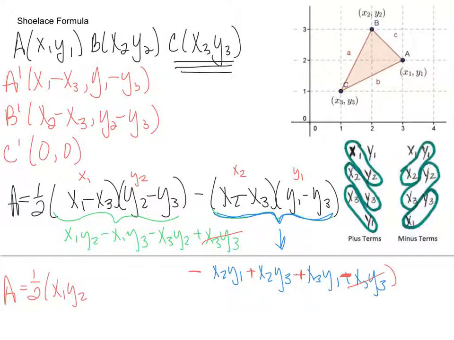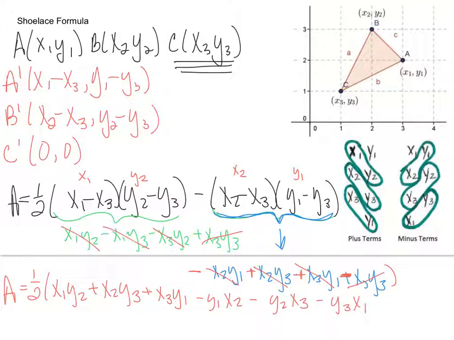So x1, y2. I'm gonna cross them off as I go too, and then x2, y3 plus, then x3, y1, and then we're going to go minus y1, x2, and then minus y2, x3. I would write this down if I were you, and then minus y3, x1. I know I flipped the order, and it'll make sense in a second.